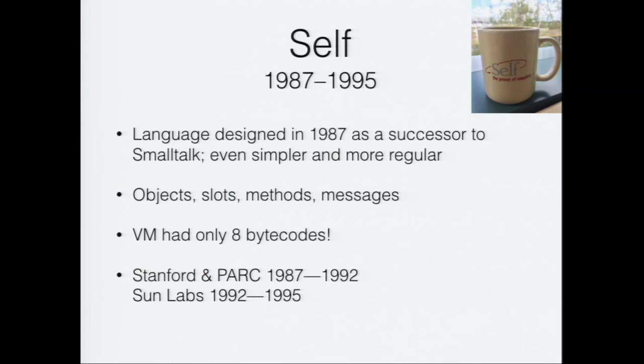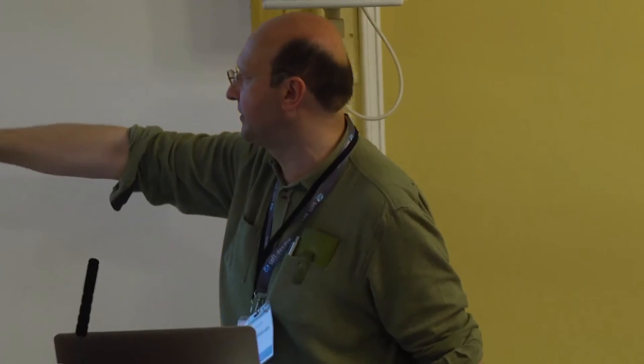And move right on to Self. So Self was a language designed to succeed Smalltalk, to be like Smalltalk, only more so, even simpler and more regular, designed by Dave Ungar and Randy Smith in the 86-87 time frame. Interestingly, David spent a lot of time working on Smalltalk VM implementation, so he had very strong ideas as to how to do VM design. And the Self VM is only 8 bytecodes, a very small bytecoded instruction set. And the work was done at Stanford, which is where Dave was, and Xerox PARC, which is where Randy was for the first 5 years. And then they sort of got absorbed by Sun Labs.